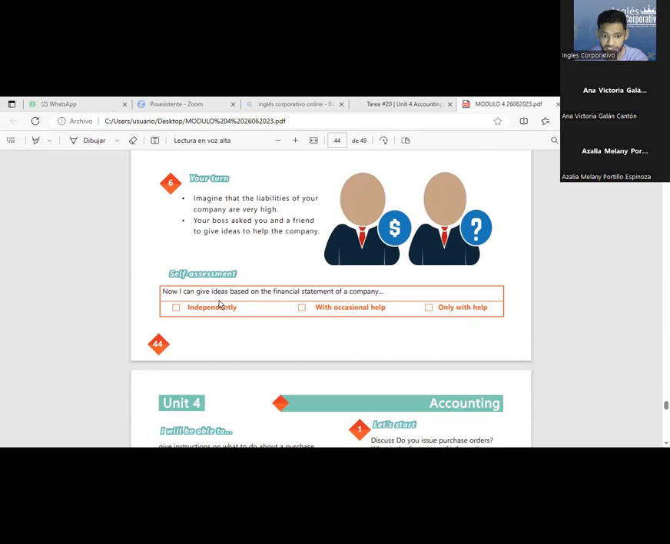Imagina que los pasivos de tu compañía están muy altos. Dice acá, tu jefe te pidió a ti y a un amigo dar ideas para ayudar a la compañía. Entonces ustedes van a discutir las ideas. Ok. Liability son los pagos que hay que hacer a otras compañías. Por ejemplo, energía, agua, algún préstamo, delivery. Hay muchas cosas, okay, que una compañía paga a otras compañías. Esos son los pasivos. Lo que se paga. Continue, guys. A los proveedores. Volveré.